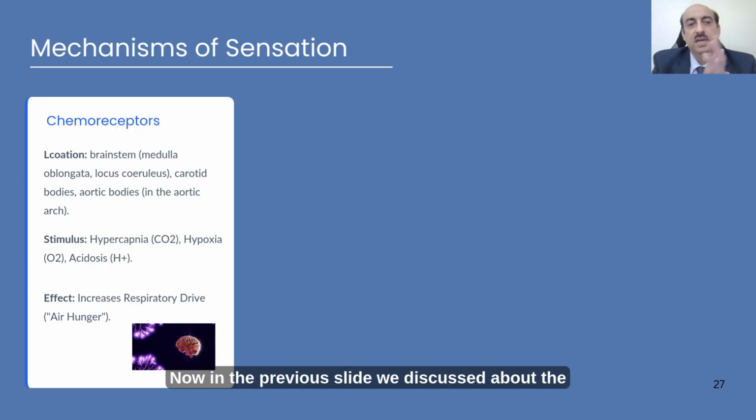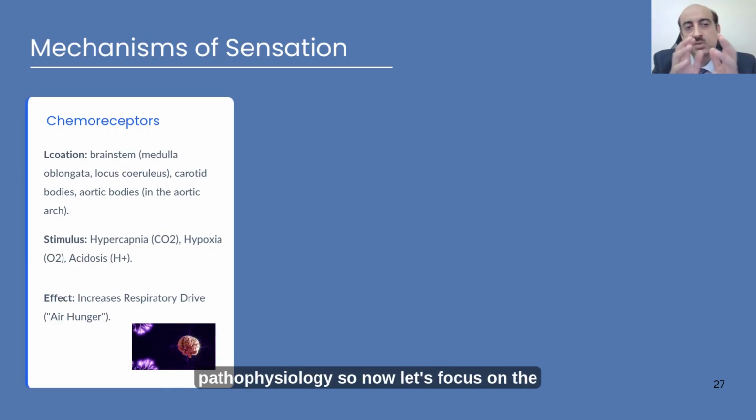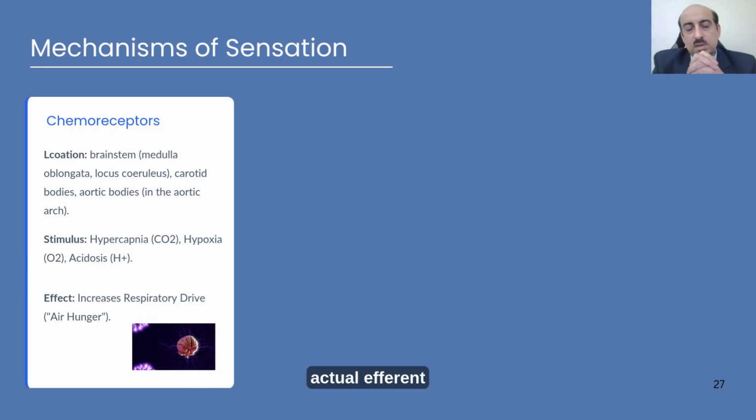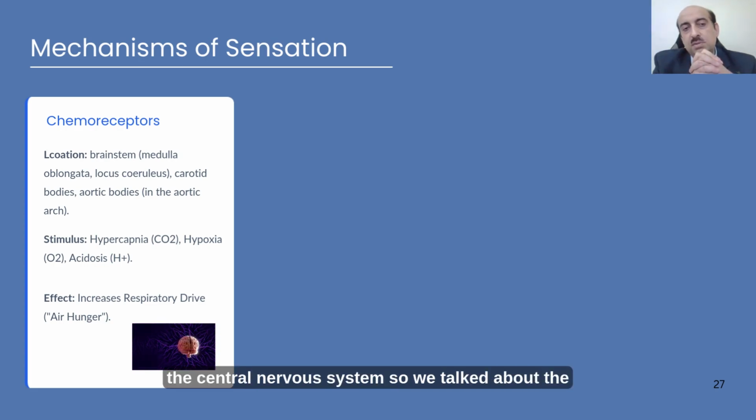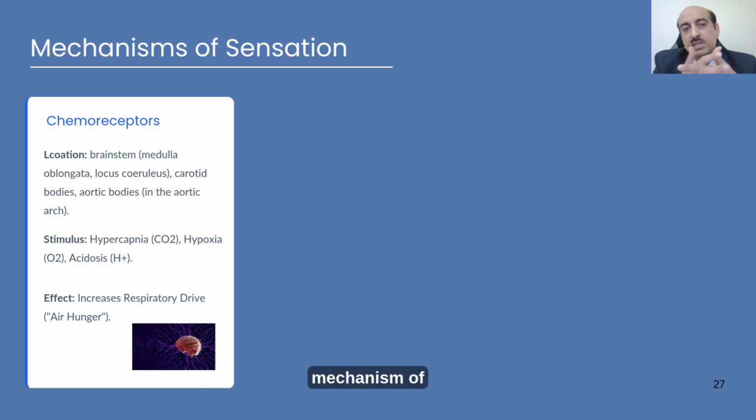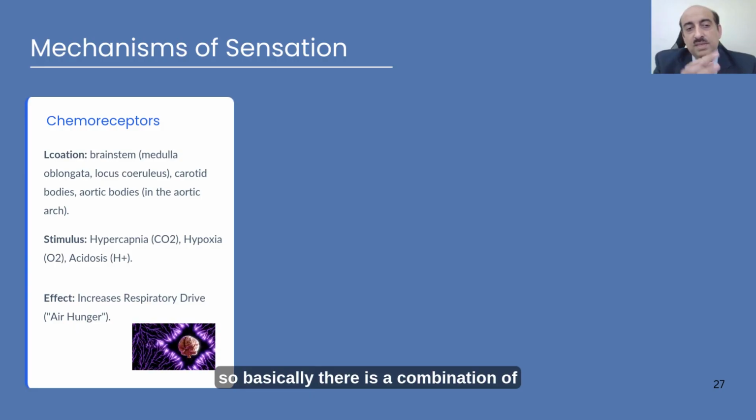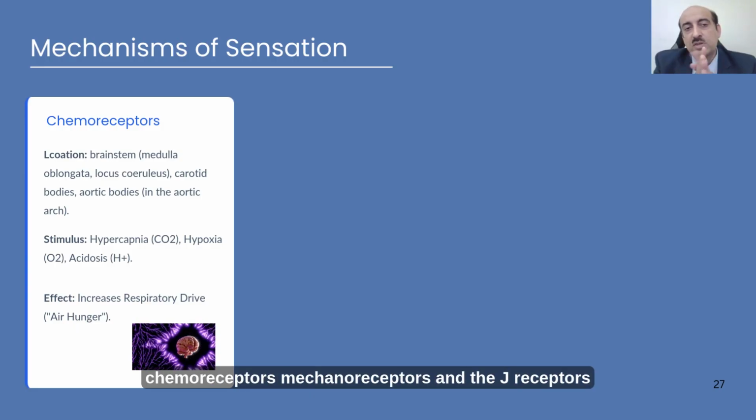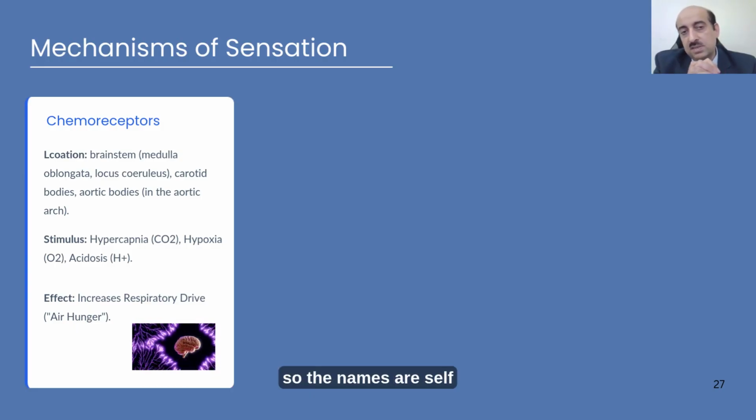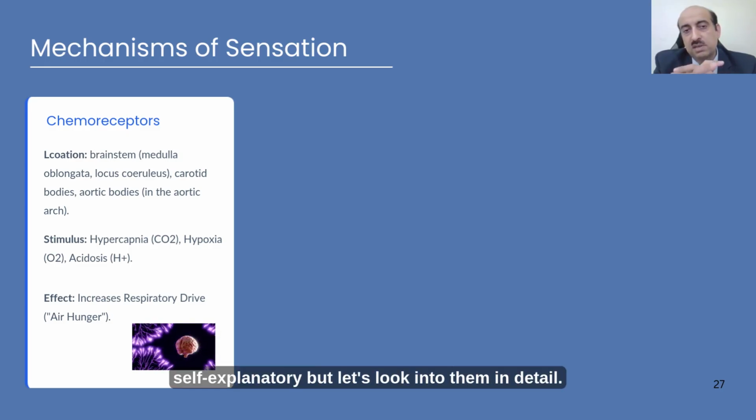Now in the previous slide we discussed the pathophysiology. So now let's focus on the afferent input towards the central nervous system. We talked about the afferent component or afferent limb of the mechanism of sensation, how the respiratory or breathing control is sensed. Basically, there is a combination of chemoreceptors, mechanoreceptors, and the J receptor. The names are self-explanatory, but let's look into them in detail.